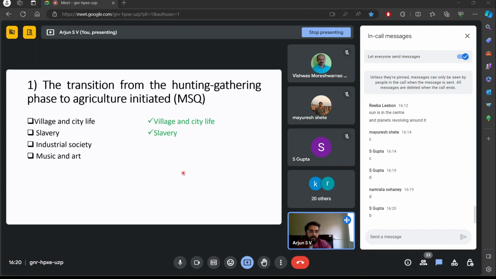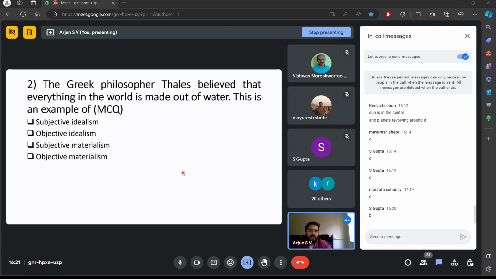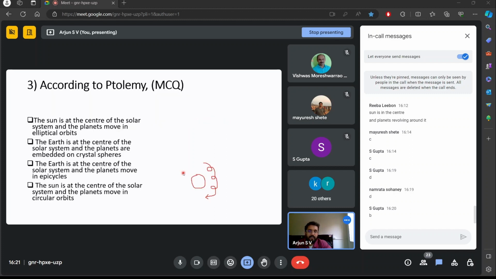Question number one: the transition from the hunting-gathering phase to agriculture initiated village and city life and slavery. This is a multiple select question, so two options. The second question: the Greek philosopher Thales believed that everything in the world is made out of water. This is an example of subjective materialism. This is an MCQ, so only one option is correct. According to Ptolemy, it's an MCQ, and the answer is the Earth is at the center of the solar system, and the planets move in epicycles.